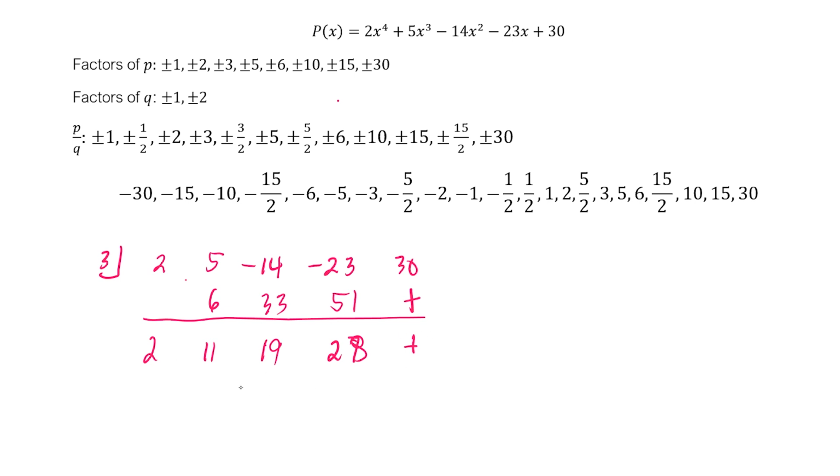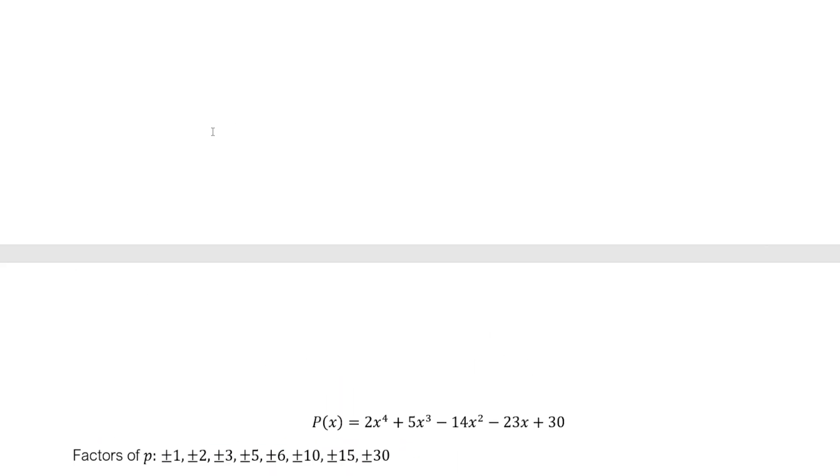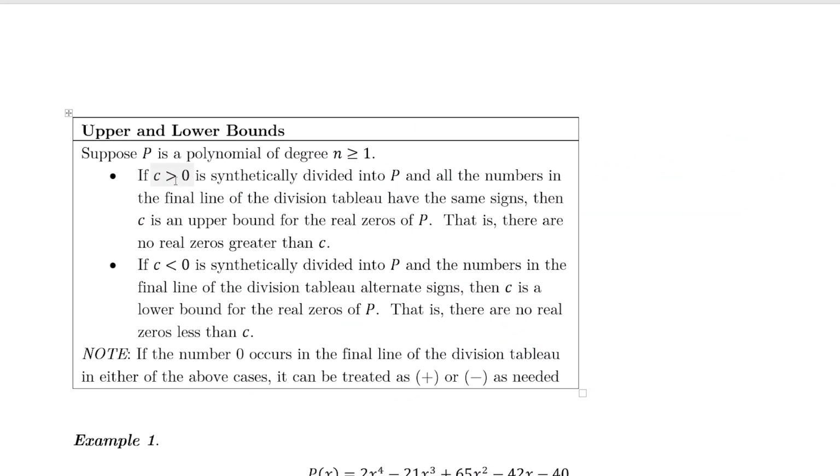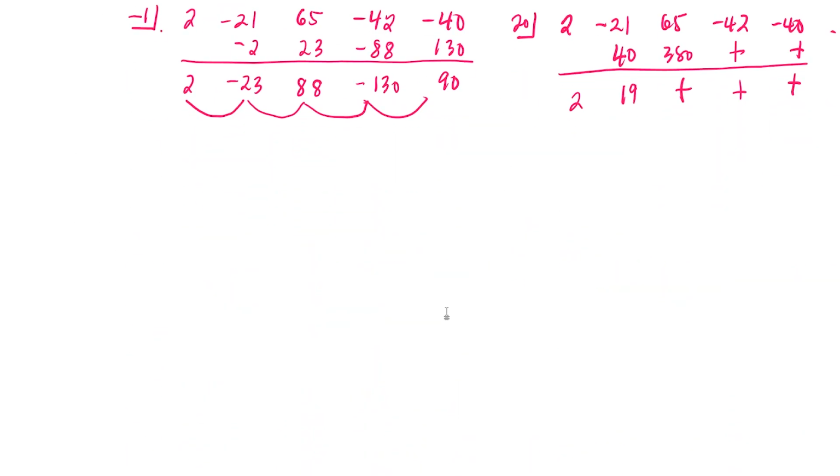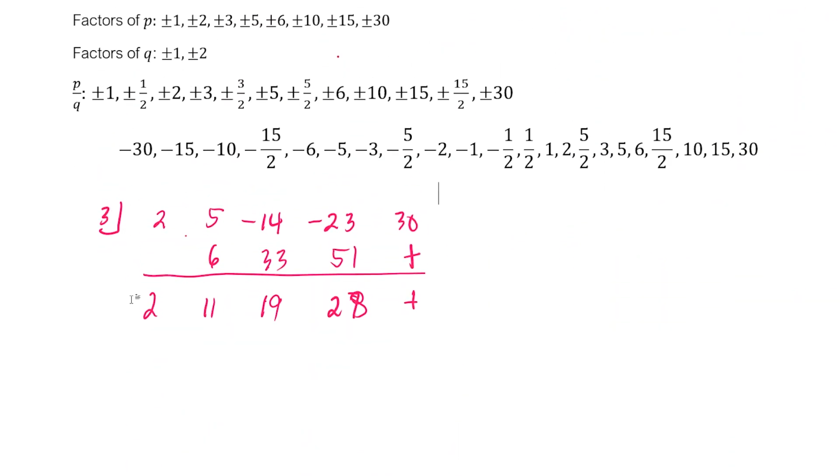So lahat ito ay positive, sabi sa upper and lower bounds theorem. If C is positive, and if the last line in the division tableau have the same signs, in this case, lahat sila positive, then there are no zeros greater than C. So ibig sabihin, dahil tinry natin si 3, tapos lahat ito positive, huwag ka na daw mag-testing ng mas mataas pa sa 3, including 3, kasi hindi naman 0 to. So nabawasan na ngayon ang ating mga testingin.